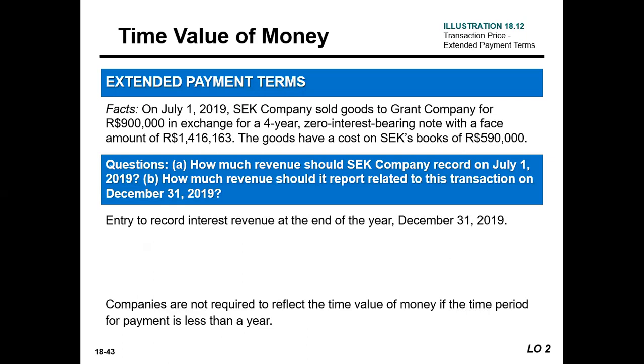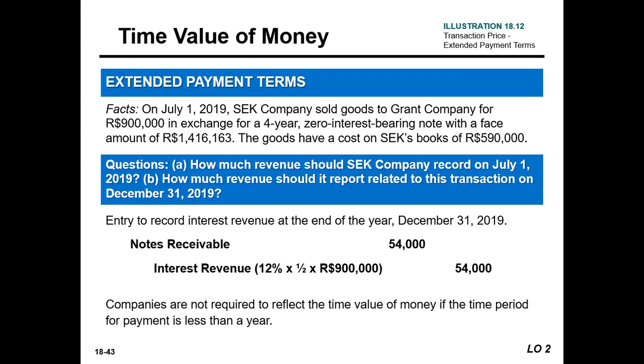So entry to record interest revenue at the end of the year, December 31. So you count July until December, that is 6 months. So notes receivable, 54,000. So interest revenue, that is 12%, times 1/2 times 900,000.